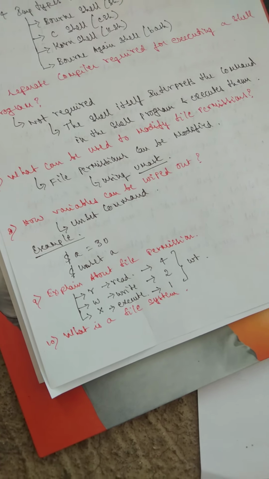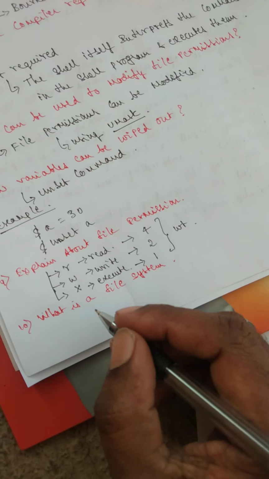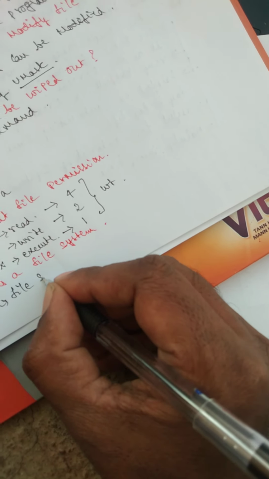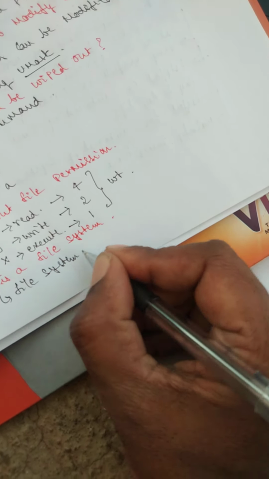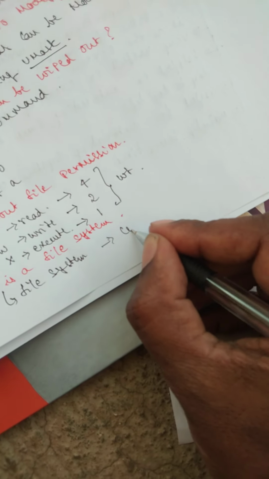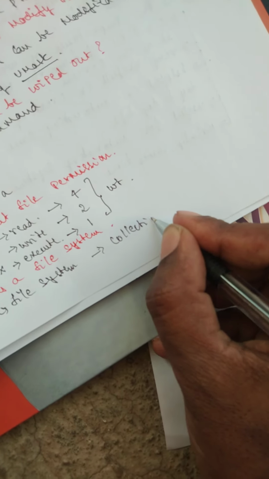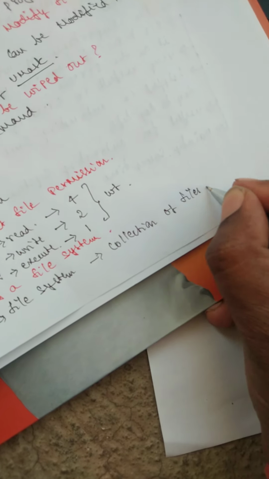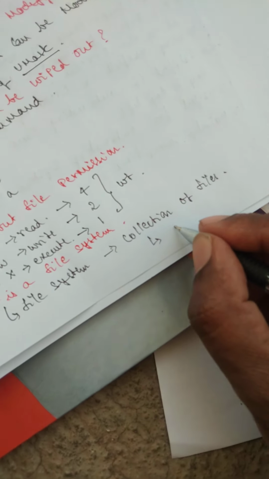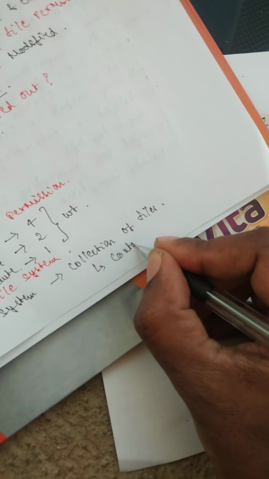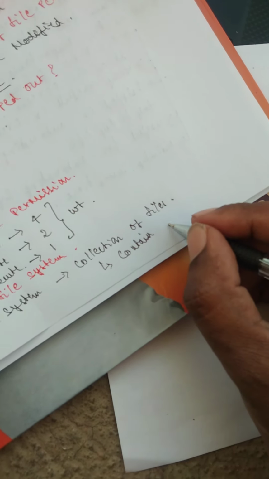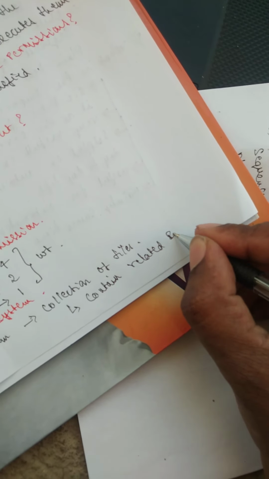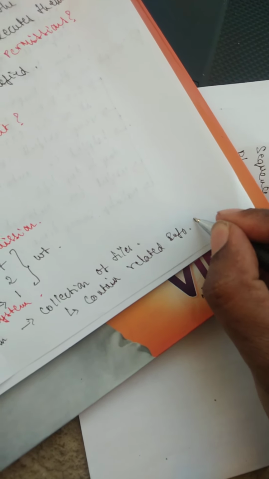The next question is, what is a file system? The file system is a collection of files that contain related information of the files.